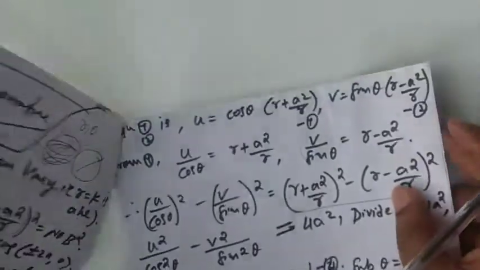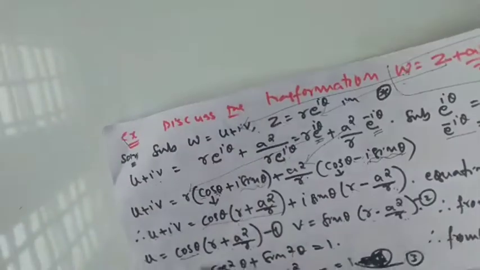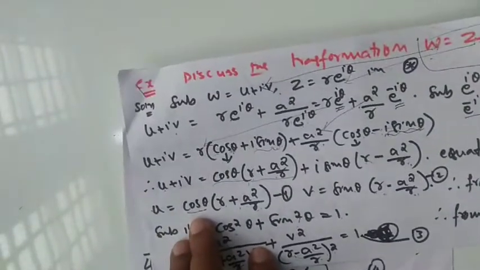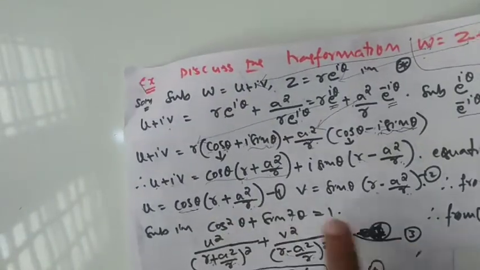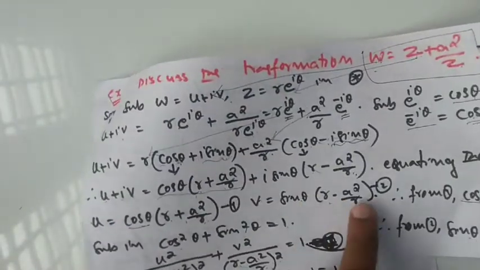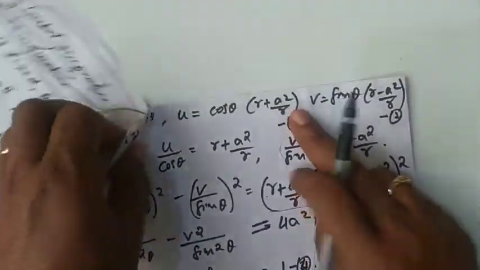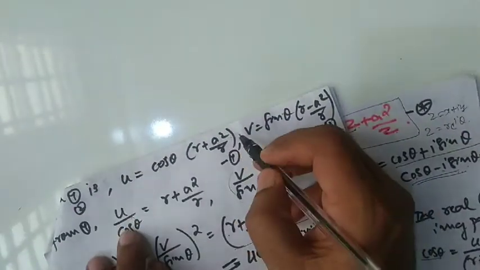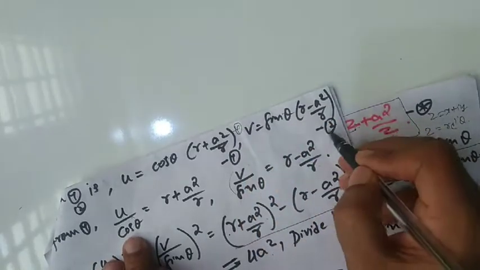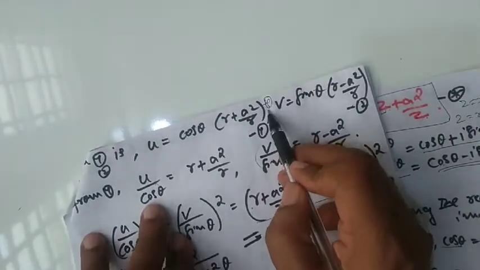Now, let us go to the other one. You already know what equation 1 is here. Equation 1 is u = cos theta into (r + a squared by r). I have written that. v = sin theta into (r - a squared by r). That is equation 2. Same thing I have written here. Observe. This is my equation 1 here, isn't it? This is equation 2.